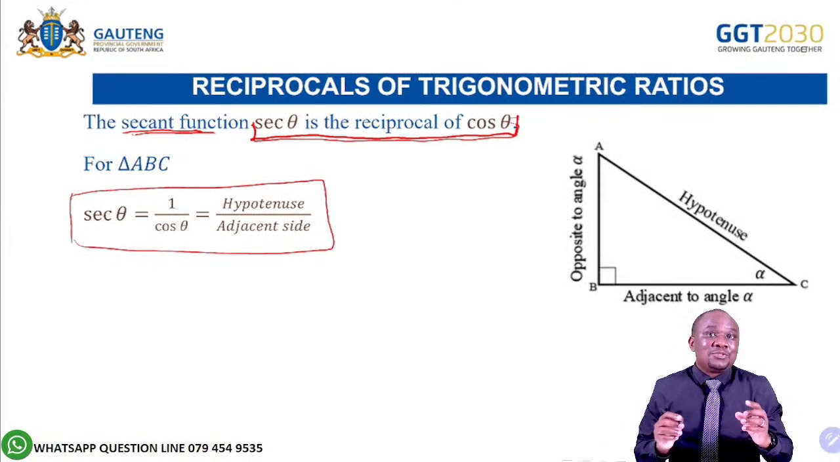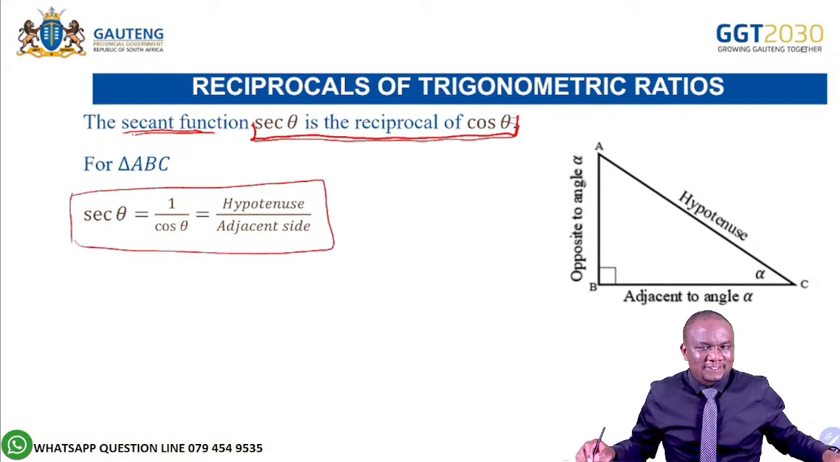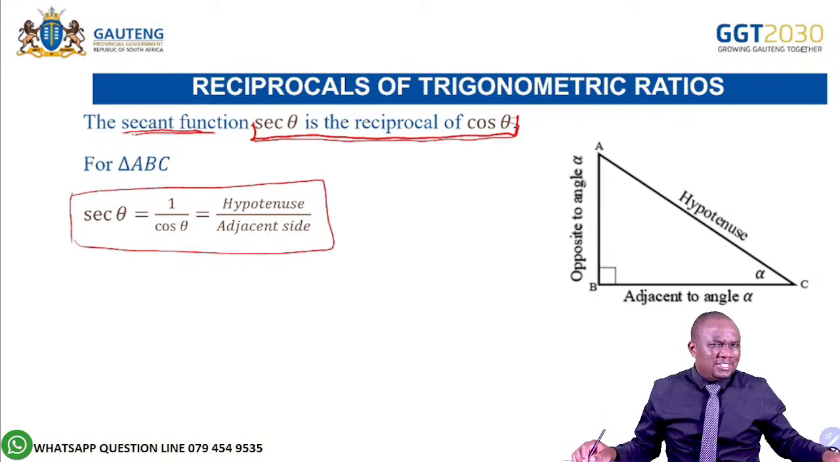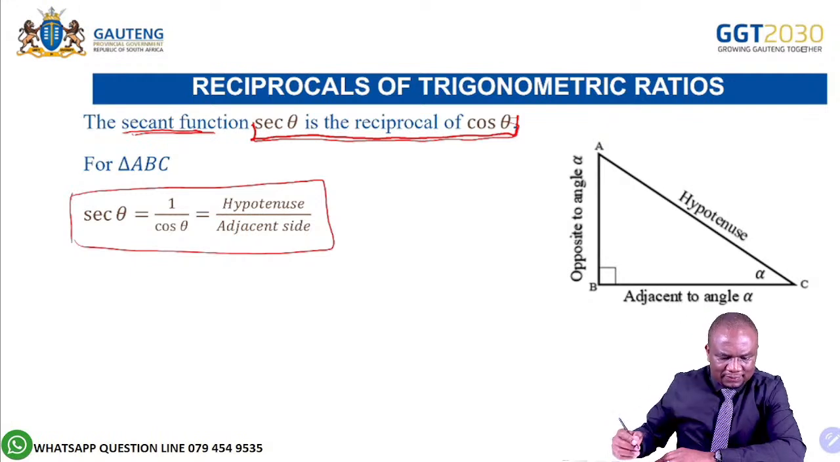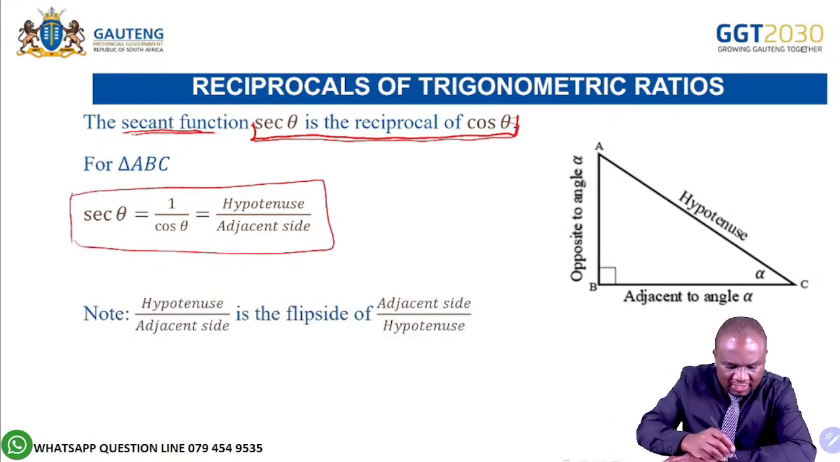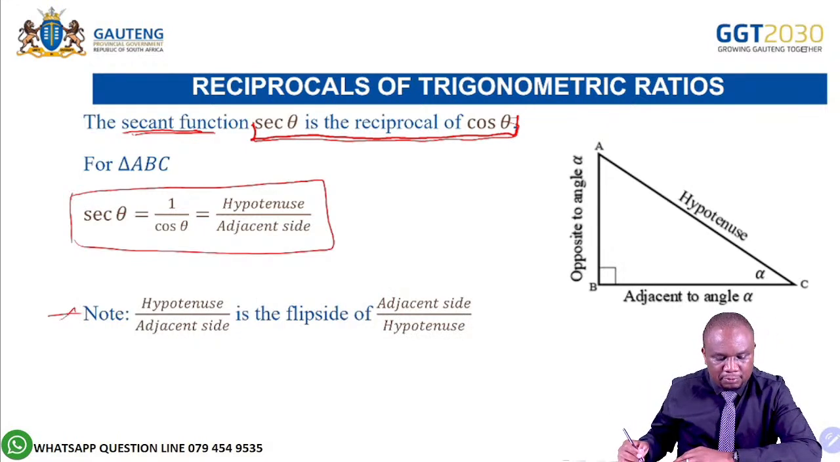Right, welcome back. Let's do the last reciprocal. Is reciprocal for what? For tangent of angle theta, of tan theta. What is it going to be called? Let's find out. Now, we've been talking about the flip side of the other reciprocals.